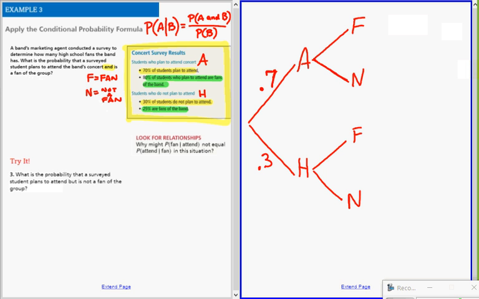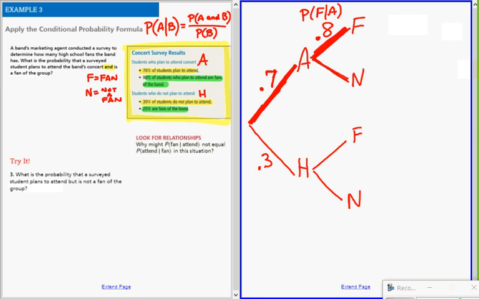On these sets of branches is where your probability of A given, fan given that you're attending the concert would be. That would be on this branch right here. So given that you're on the attending branch, right, that's where the given A comes from, what's the probability of you being a fan of the band? I think that's right here in green. It says 80%. So this branch right there is 80%.